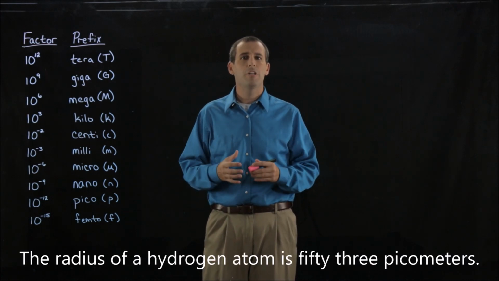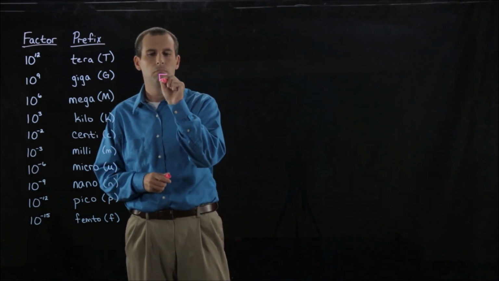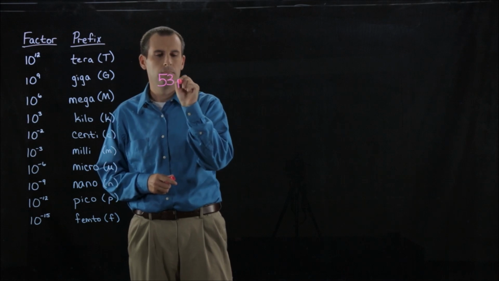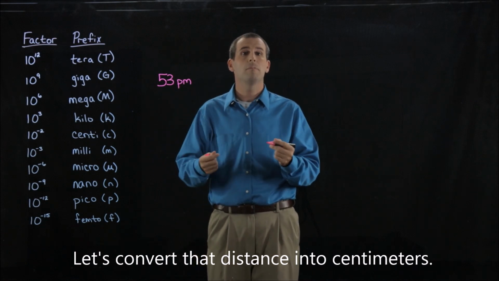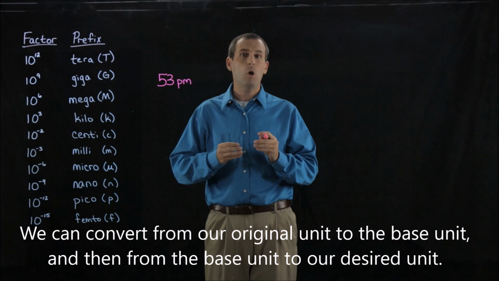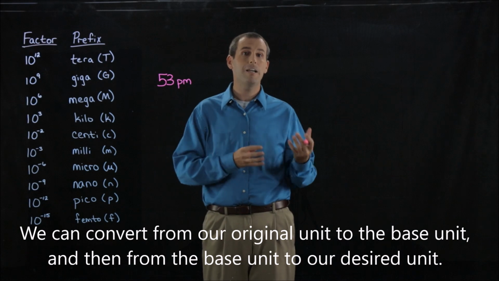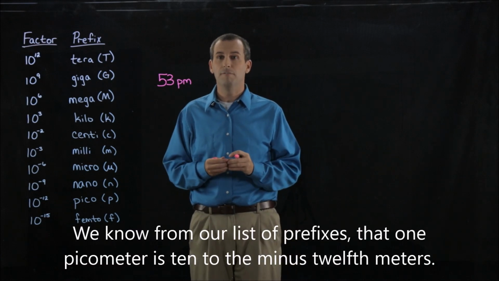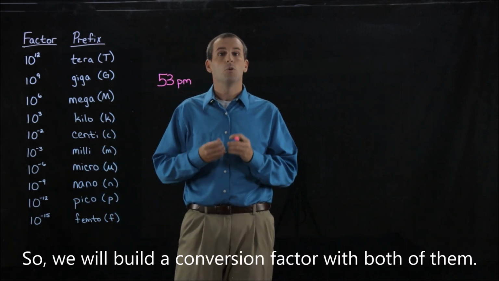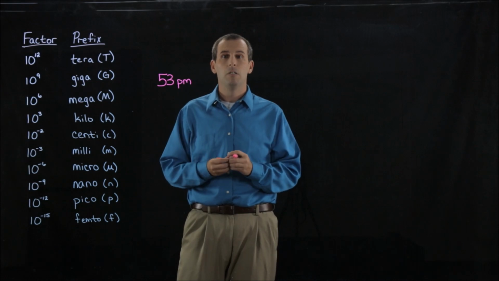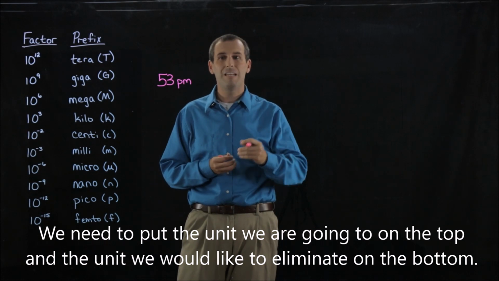The radius of a hydrogen atom is 53 picometers. Let's convert that distance into centimeters. We can convert from our original unit to the base unit, and then from the base unit to our desired unit. We know from our list of prefixes that 1 picometer is 10 to the minus 12 meters. So we will build a conversion factor with both of them. We need to put the unit that we are going to on the top and the unit we would like to eliminate on the bottom.